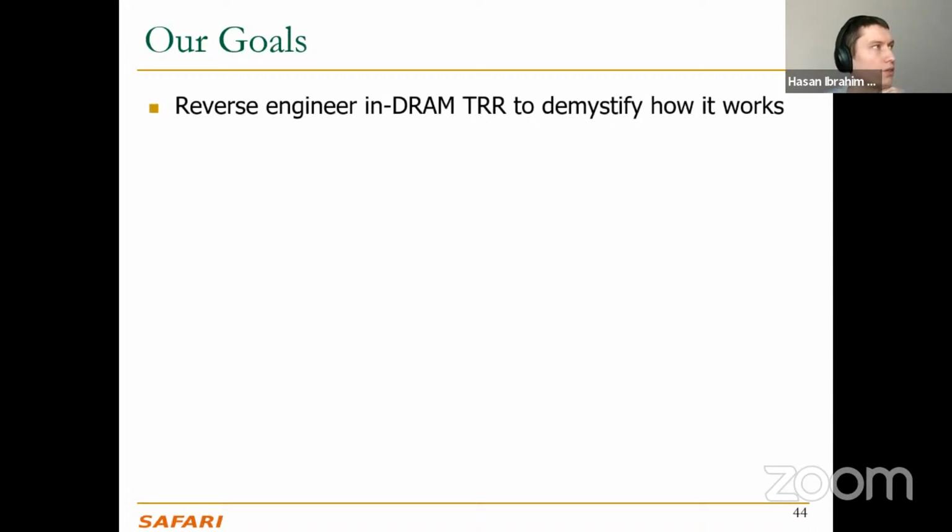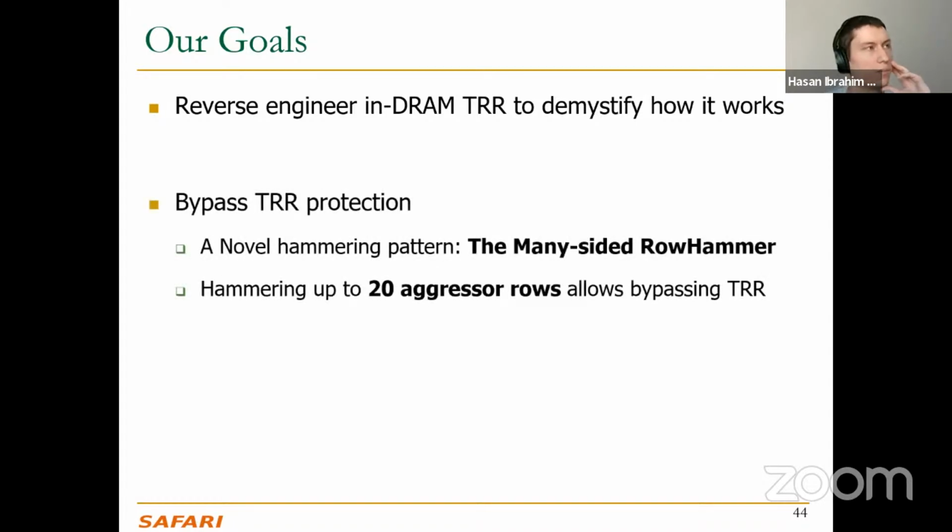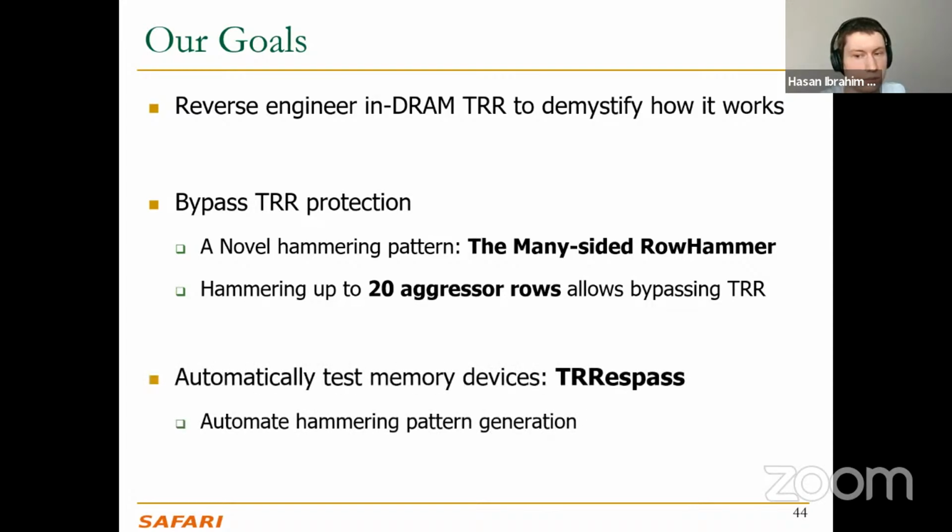Our goals in this paper are to reverse engineer in-DRAM TRR to demonstrate how it works. We achieved this goal partially in this work, and we uncovered more details on TRR. Another goal is to bypass TRR protection with a novel hammering pattern, which we call many-sided RowHammer. We show that hammering up to 20 aggressor rows simultaneously bypasses TRR. Another goal is to automatically test memory devices using a tool that we named TRRespass, which automatically discovers hammering patterns for different modules.